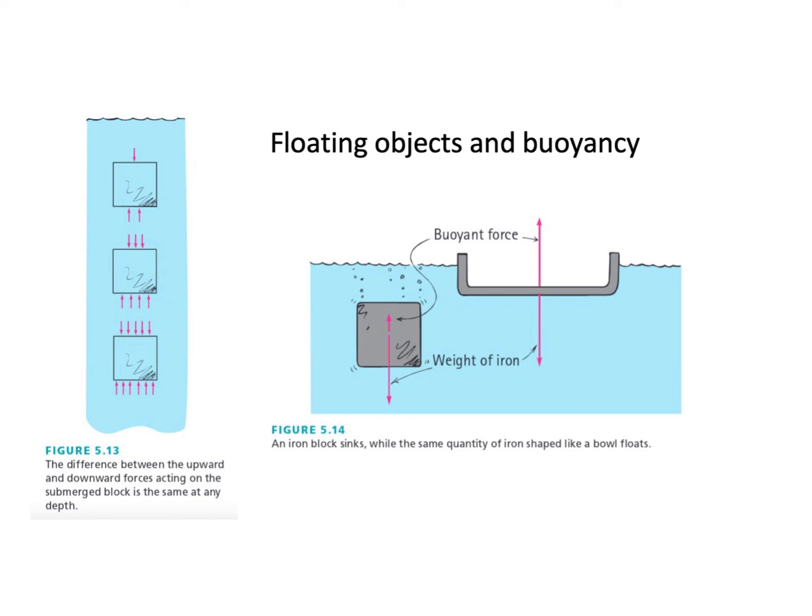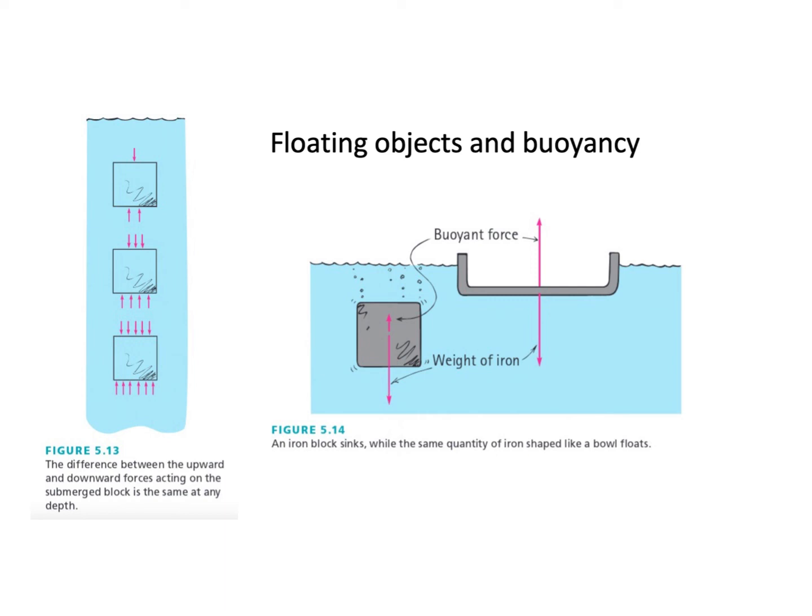Now, how is it that something like a ship, like an aircraft carrier, can float? If I have a block of iron and I dump it in water, guess what? That block of iron is going to sink to the bottom. Why is it going to sink? What are the forces acting on it? We've got the force of gravity pulling it down, and we've got the buoyant force pushing it up. Here, the buoyant force is not strong enough to balance the gravity, and so gravity's a bigger force, and it sinks.